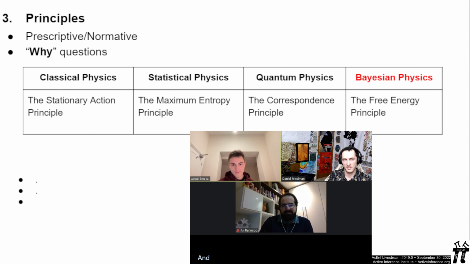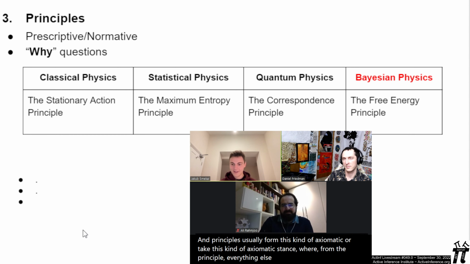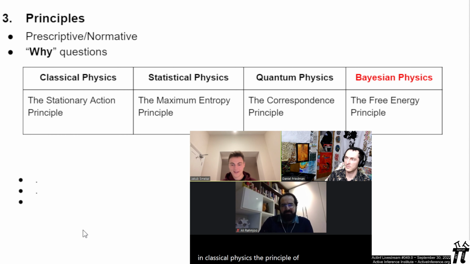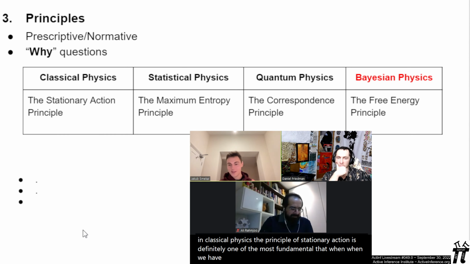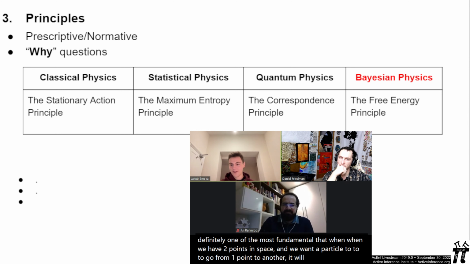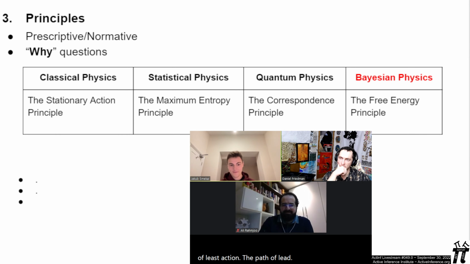And principles usually take this kind of axiomatic stance, where from the principle everything else can be derived or can be put under the blanket of. In classical physics, the principle of stationary action is definitely one of the most fundamental: when we have 2 points in space and we want a particle to go from one point to another, it will always follow a path of least action, a path of least energy along that path.